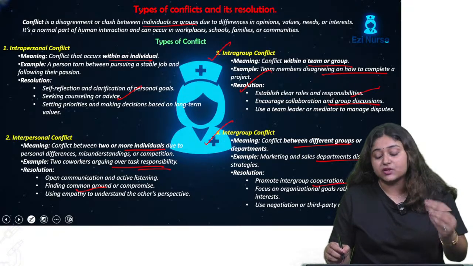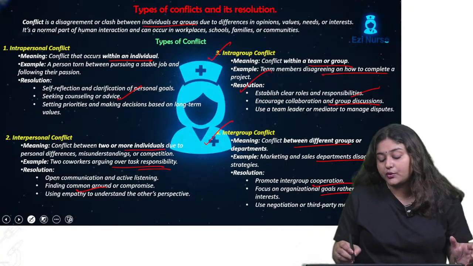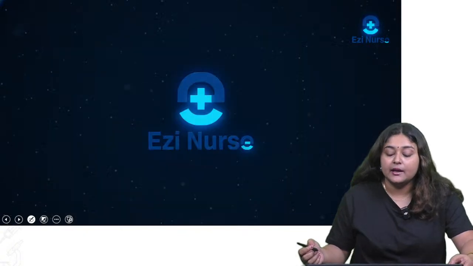They have to focus on the organizational goals rather than group interest, and also they have to use negotiation or third party mediation.